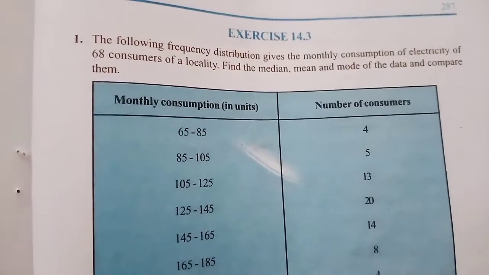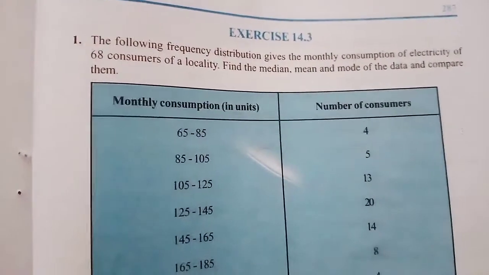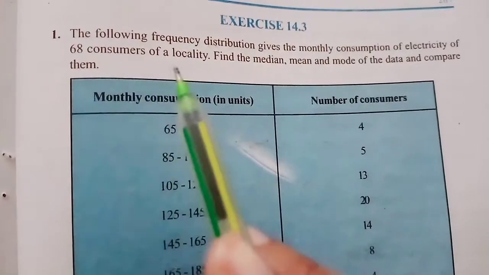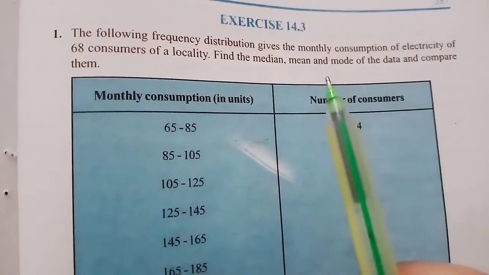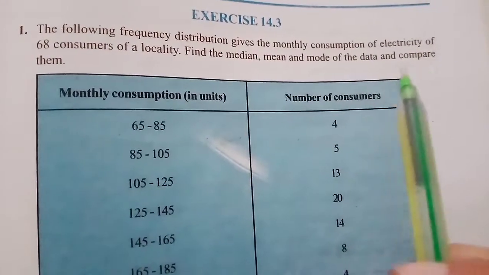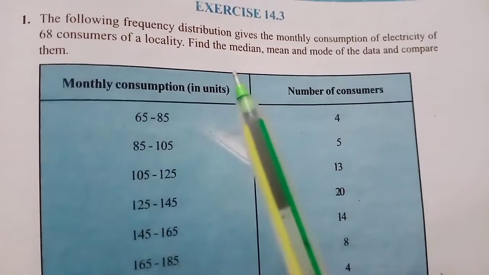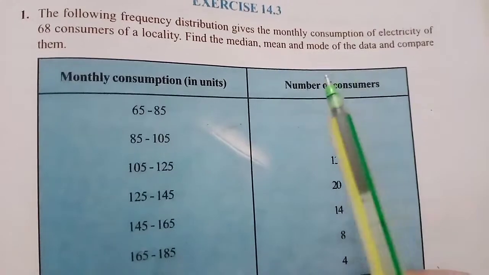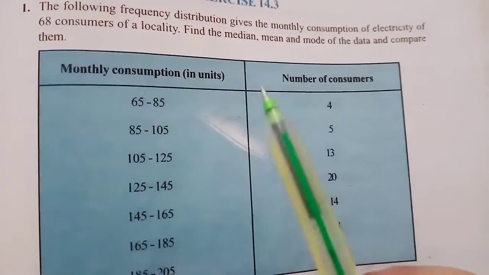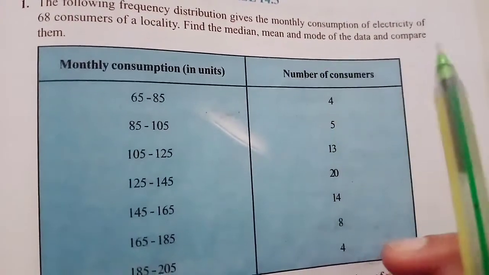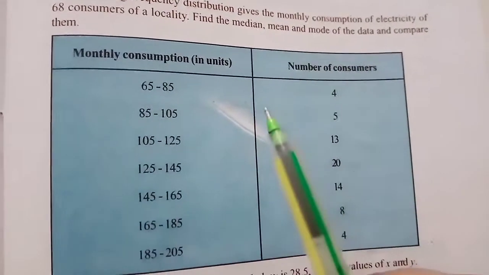This exercise is totally on median. The first question is: the following frequency distribution gives the monthly consumption of electricity of 68 consumers of a locality. Find the median, mean, and mode of the data and compare them. Meaning he is asking for all three central tendencies: median, mean and mode.